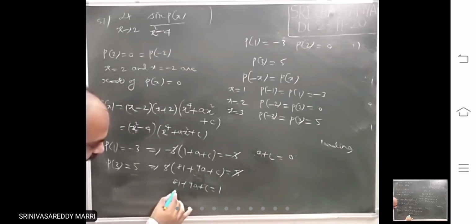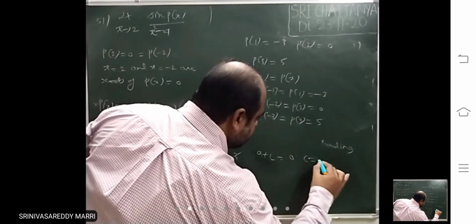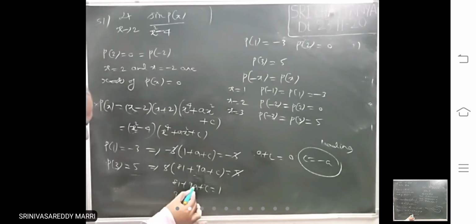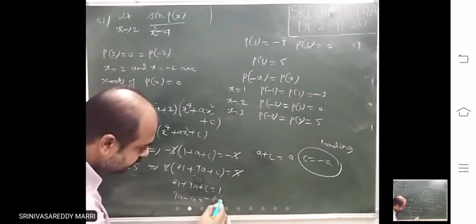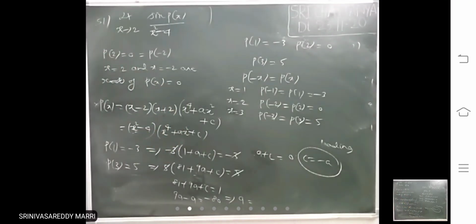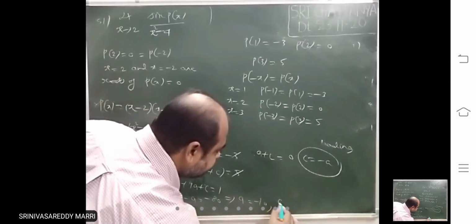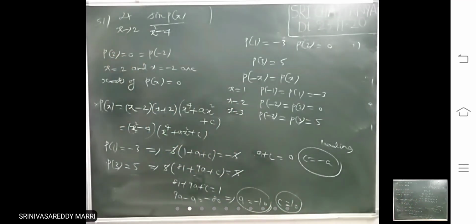Instead of c I am writing minus a, since c equal to minus a. So 9a minus a equal to 1 minus 81, which is minus 80. That means 8a equal to minus 80, so a is minus 10. C is 10.